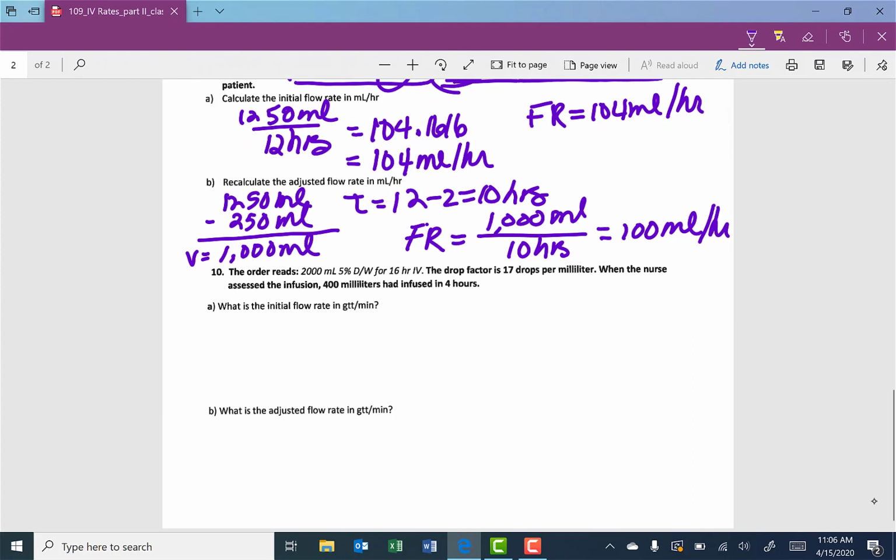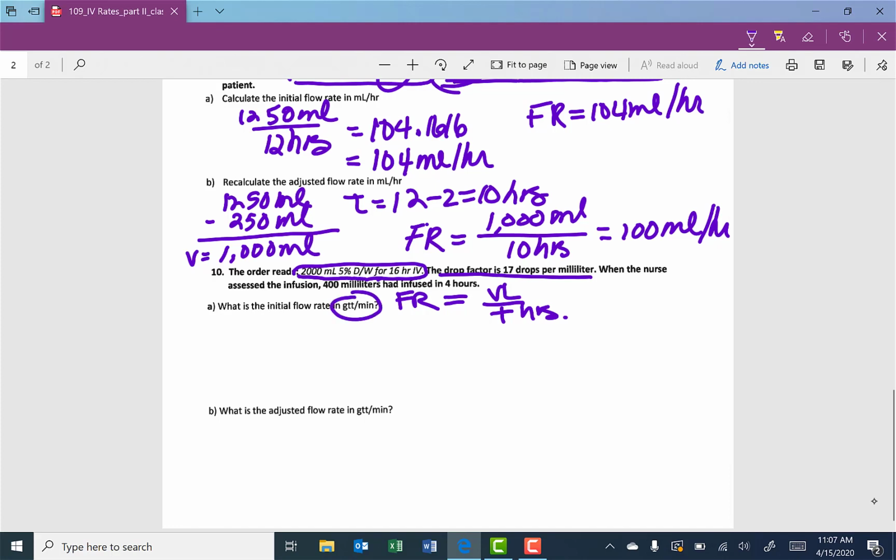Okay, now let's go back to this problem, another one where we have to recalculate. So you have an order that reads 2,000 milliliters, 5% dextrose water for 16 hours IV. The drop factor is 17 drops per milliliter. Then it goes on to provide a second bit of information which came later when you have to check it. So let's start with A. What is the initial flow rate in drops per minute? Remember that flow rate is always volume over time in hours. But note that your answer has to be in drops per minute.